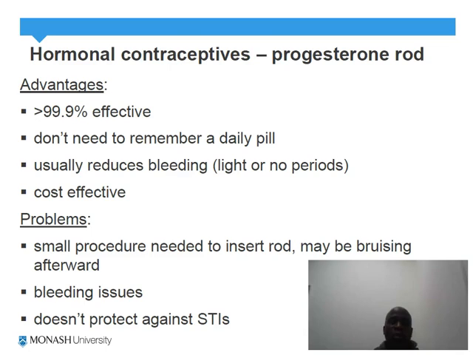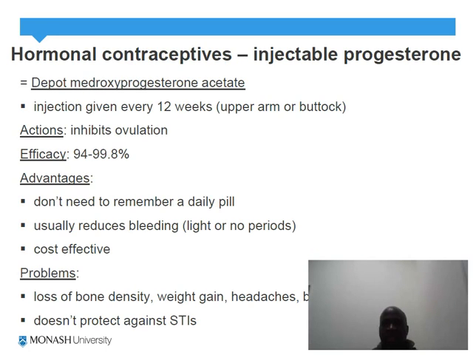However, there are also problems associated with the rod. For example, a small procedure is needed to insert the rod. That procedure may end up bruising your skin afterwards, and those bruises can become a source of infection. Also, it may lead to bleeding issues. Again, this kind of method does not protect the patient against STIs.